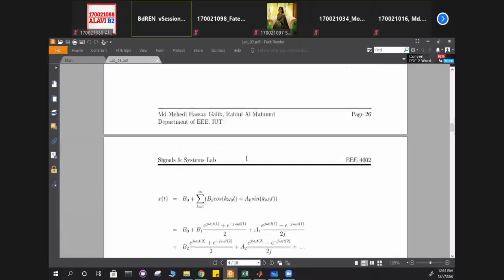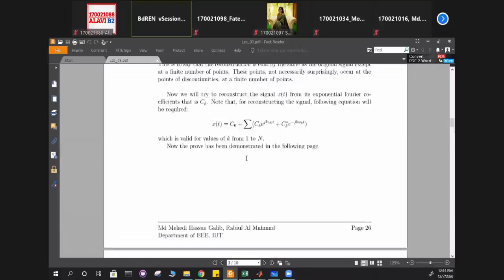This c_k will be given to us, and we'll reconstruct x(t) and try to match it with the original x(t) by visualization, obviously. Another thing is that there is a variable k by which you can increase the terms. That means how many exponentials or sinusoids will be added to reconstruct the original signal x(t). Is it clear?